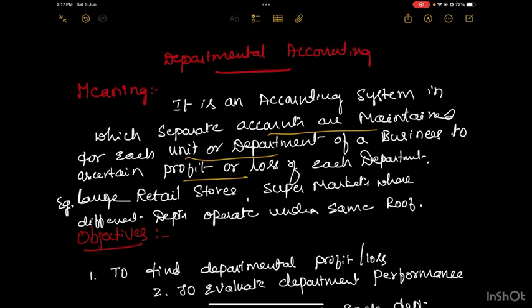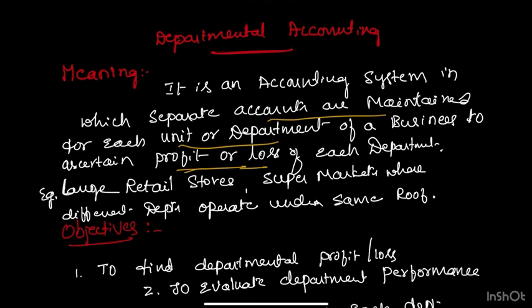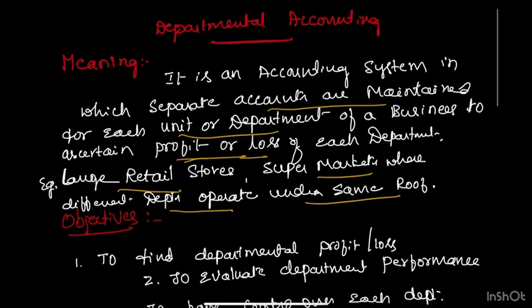Okay, let's know the meaning. It is an accounting system in which separate accounts are maintained for each unit or department to find the profit or loss of each department. For example, retail stores, supermarkets, what we call malls, where we find different departments run and operated under a single roof. They want to know the result of each division, and for that, they are opening departmental accounting.